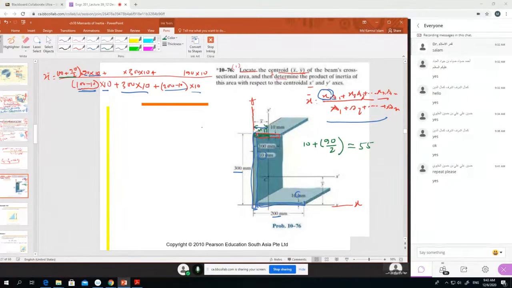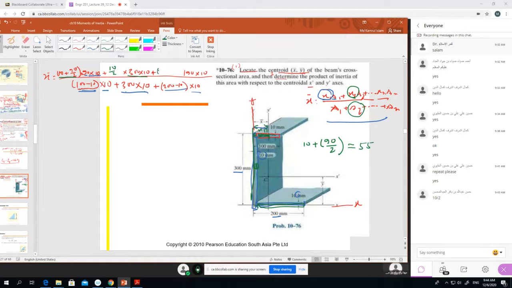If you are clear, then our area 2 is here, this one. So 300 into 10. Now x2. Hussain Ali, you tell me, what is x2 from y to the center of area 2? 10 by 2. Thanks, good. 10 by 2, easily it is 5.